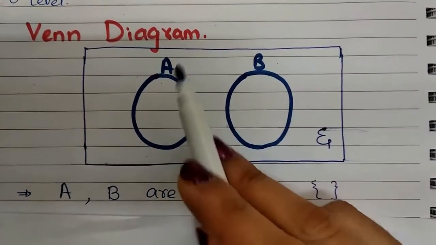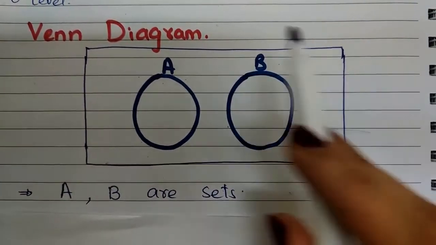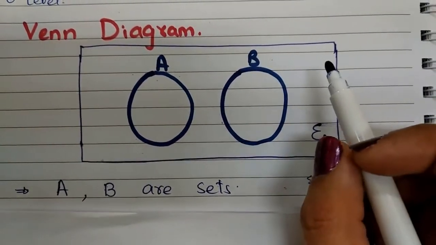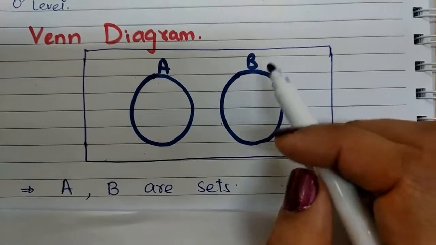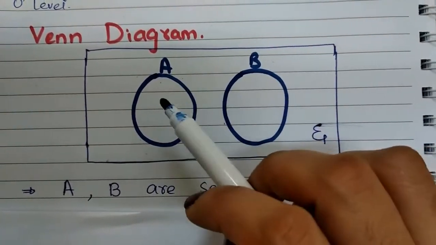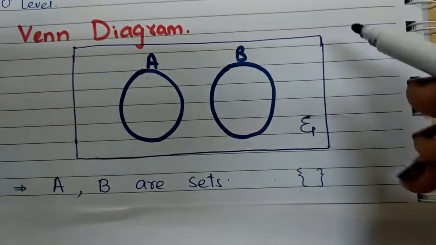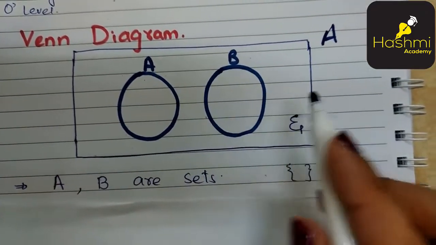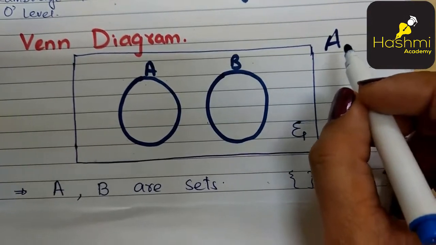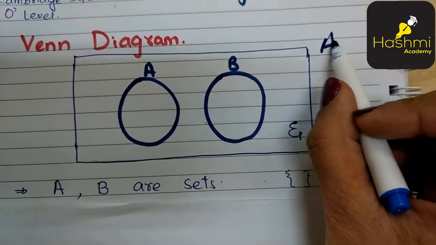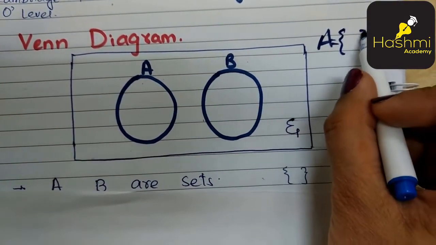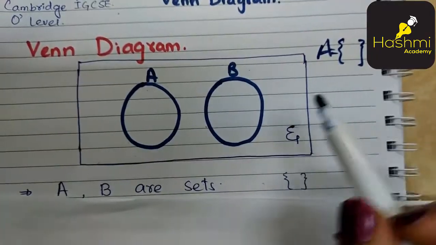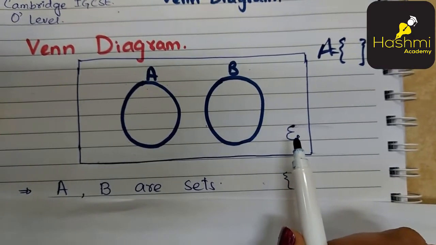A Venn diagram is basically a diagram in which we assemble data on the basis of the same or common properties. For the Venn diagram we need some sets. We have set A and set B, and there is a representation for set A: if we have an element, we write it in this bracket. And epsilon shows the universal set.